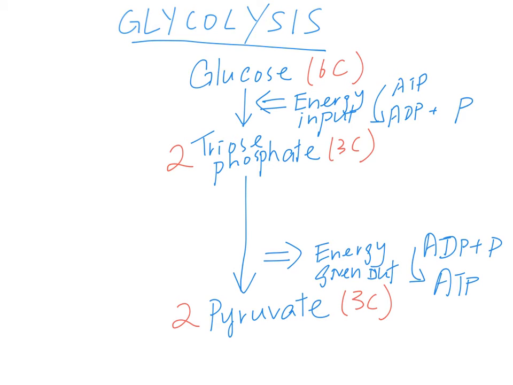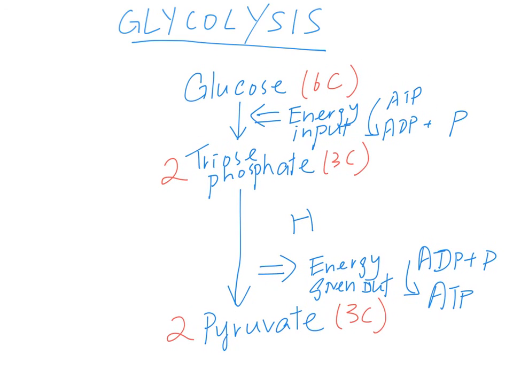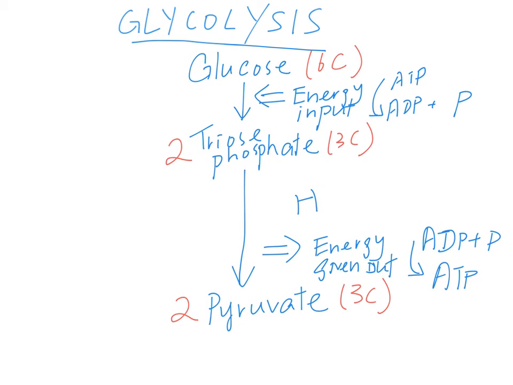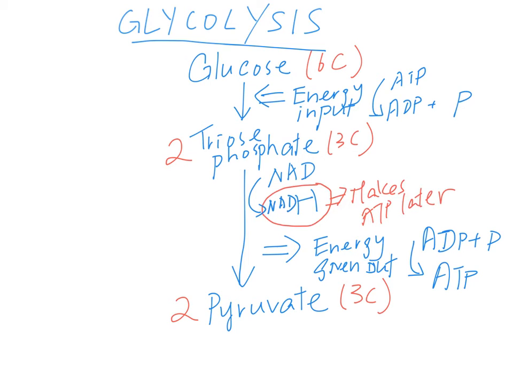Now, in the process of turning triose phosphate into pyruvate, some H atoms are given out. If you recall, in photosynthesis, a carrier has to be present to carry this H. So in the cell, this carrier will be NAD, no P, and NADH will be used later by the cell to make more ATP. Now 2 ATP molecules are needed to break glucose into triose phosphate.